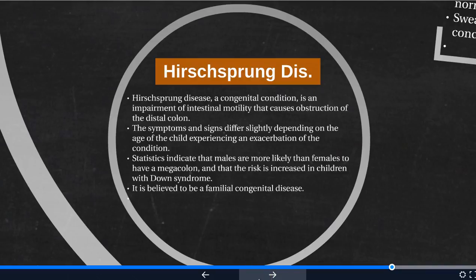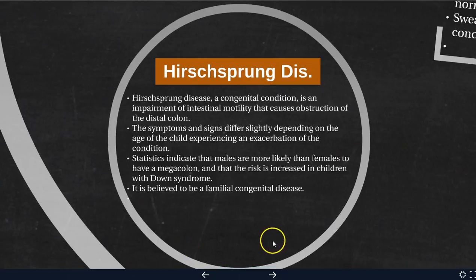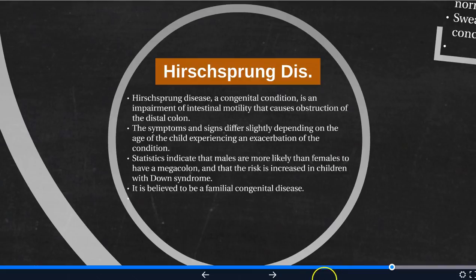Statistics indicate that males are more likely than females to have a megacolon, which is an enlarged colon or a very large colon, and that the risk is increased in children with Down syndrome. Hirschsprung disease is actually believed to be a familial congenital disease.